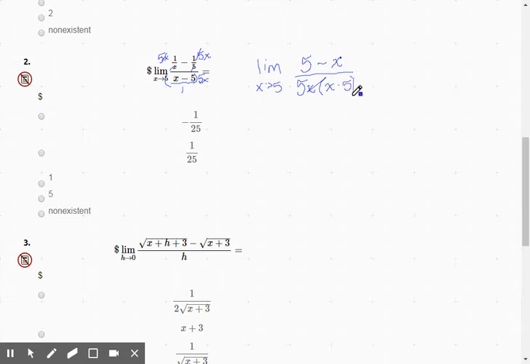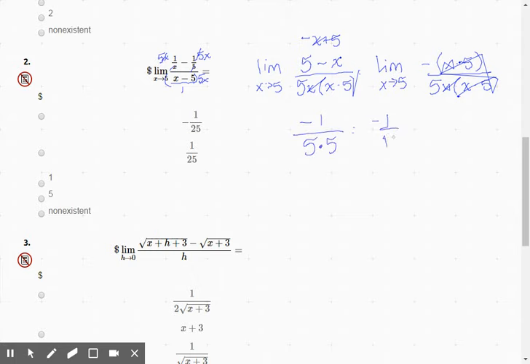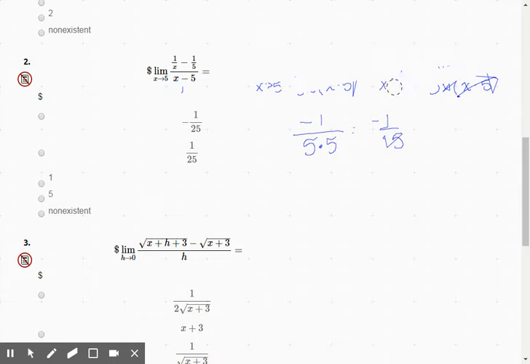Now, this is not exactly the form we need to be in. The numerator there, we need to flip that around, because we really want that to be x minus 5. So we need to factor out that negative so we can cancel it with the bottom, and then we can plug in 5, so we get negative 1 over 25. Okay, I do not like this one. Negative 1 over 25.